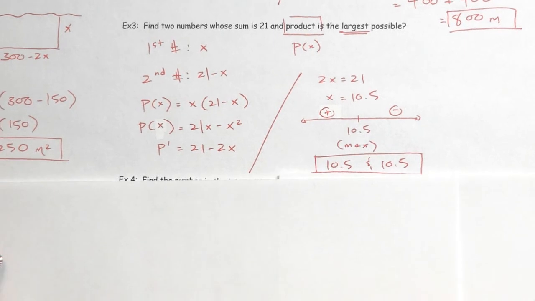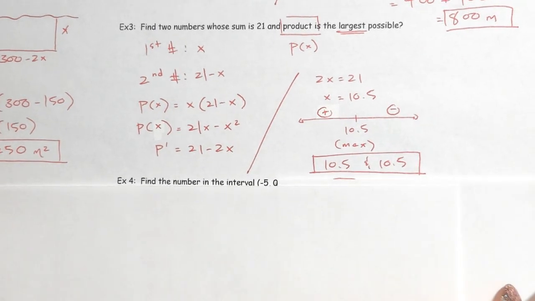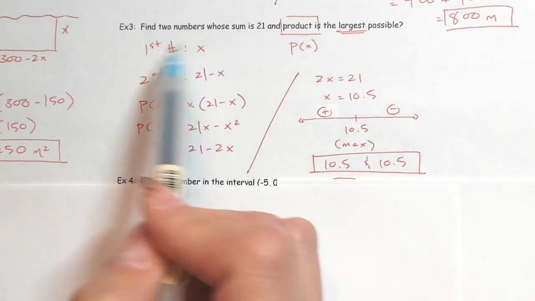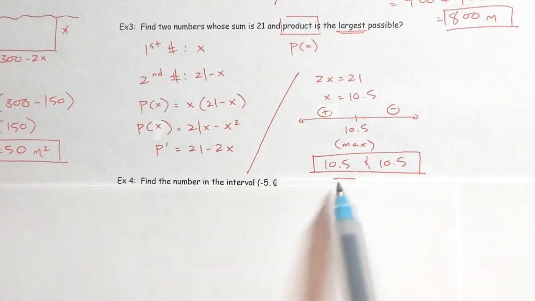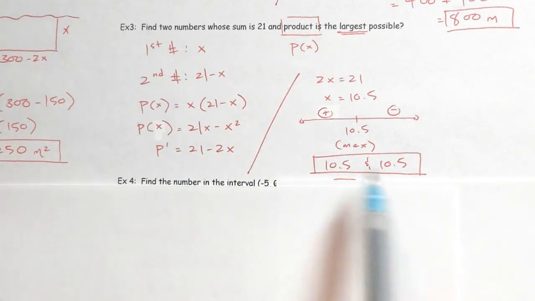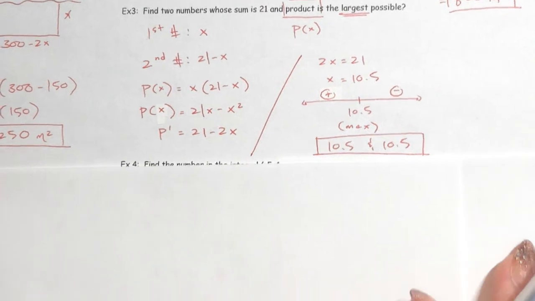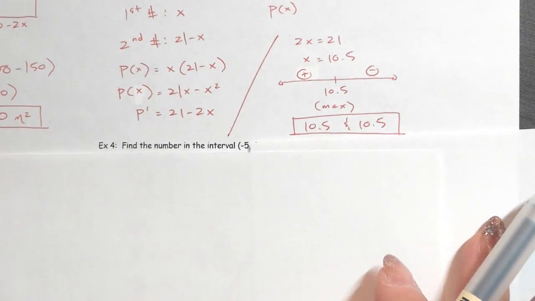So really, find two numbers, sorry. These are my two numbers. I don't want the product. I want the two numbers. Okay. So always reread the question. Did you answer the question?